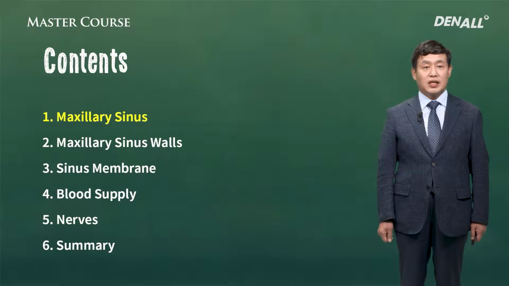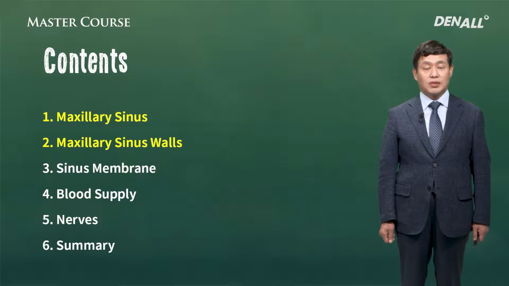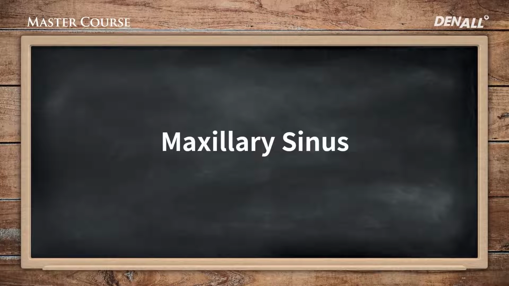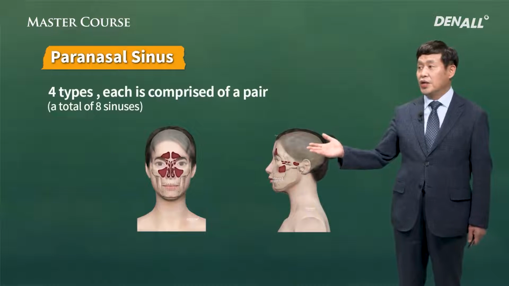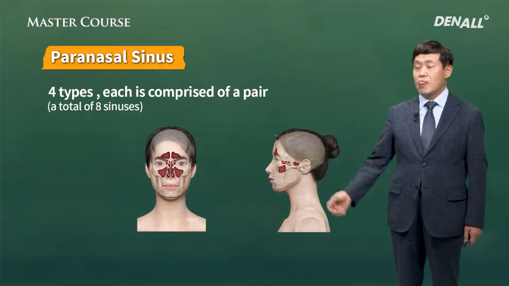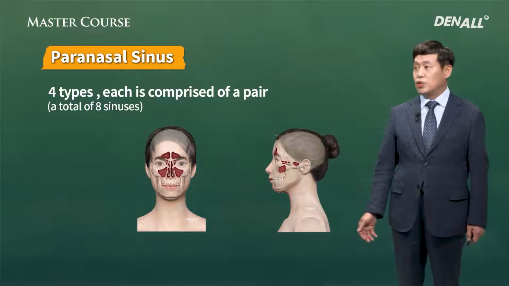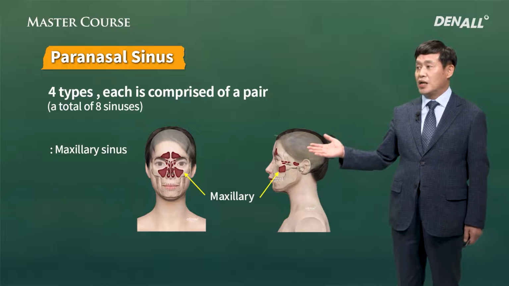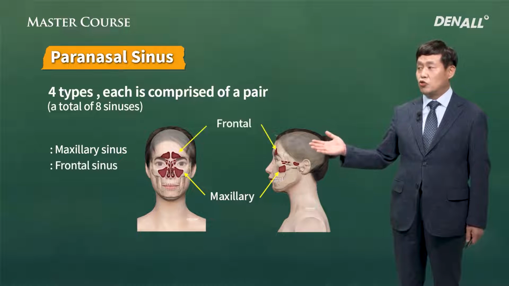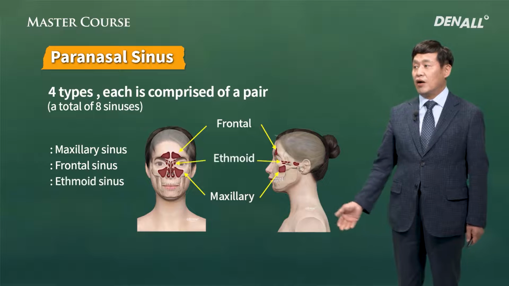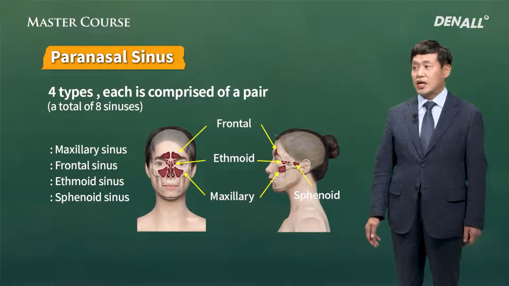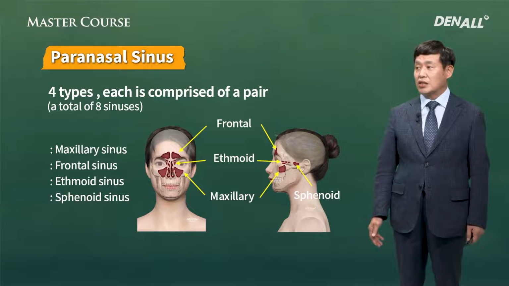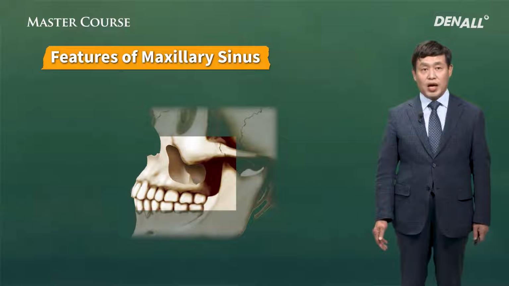First, I'm going to talk about the overview of the maxillary sinus and sinus walls. As you know, the maxillary sinus is a type of paranasal sinus. The paranasal sinuses include the maxillary sinus, frontal sinus, ethmoid sinus, and sphenoid sinus. The four sinuses are in pairs, left and right, so there are 8 sinuses in total.